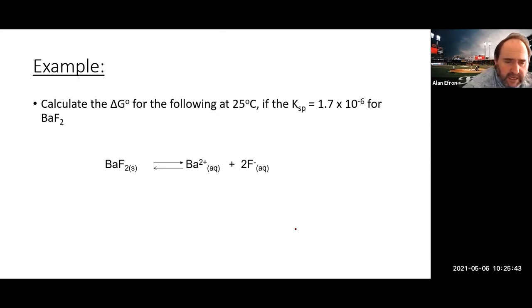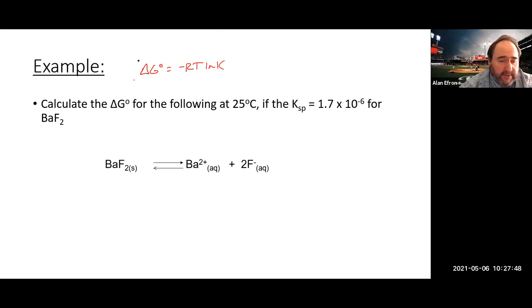try another one here and see what you come up with. Calculate the delta G naught for the following. The KSP is 1.7 times 10 to the minus 6. Okay, so looking at this, we want to calculate the delta G. We obviously have an equilibrium value given to us. So it would make sense to use our equation that has both of those in it, which is the same one from the previous problem.